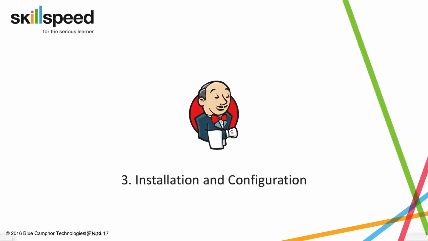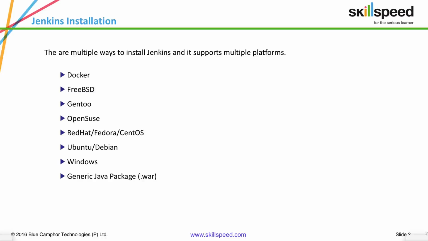In this video, we are going to talk about installation and configuration of Jenkins. Now, there are multiple ways to install Jenkins and it supports multiple platforms. As you can see on screen, it has got support for most of the available platforms today. For example, Docker, OpenSUSE, Red Hat, Ubuntu, Windows. Pretty much any platform which has got Java enabled, it will support that platform. In fact, you can download a generic Java package, which is a .war file, and you can install that on pretty much any of the operating systems.